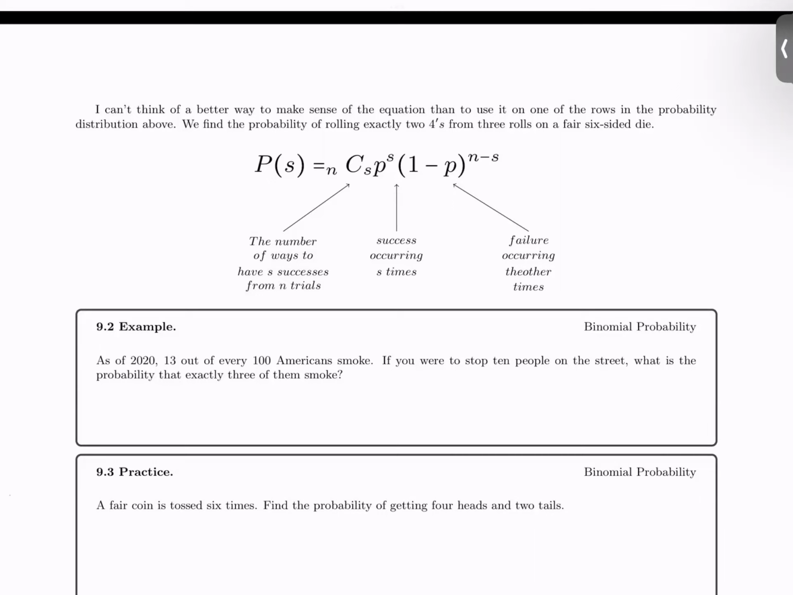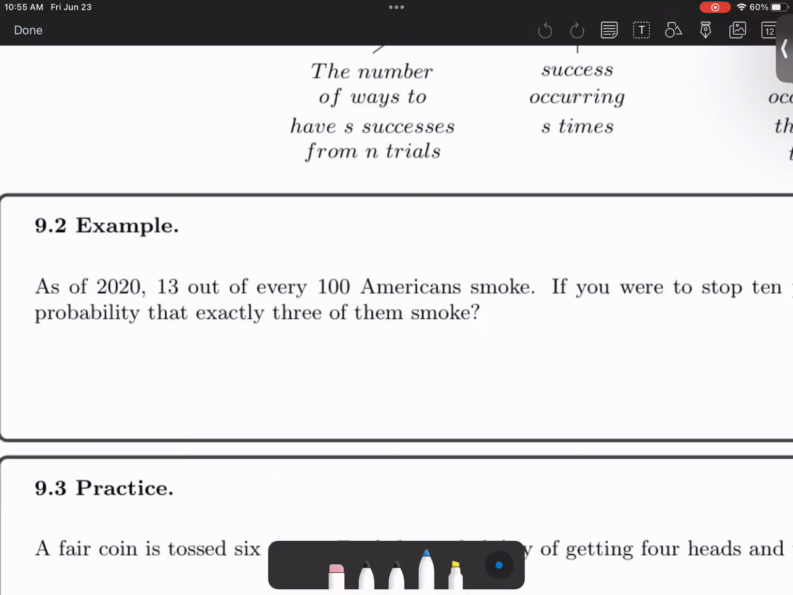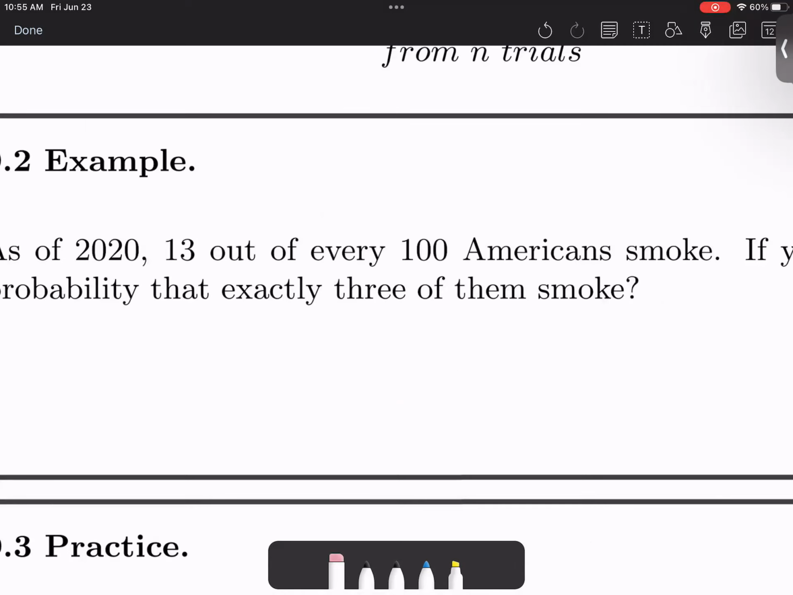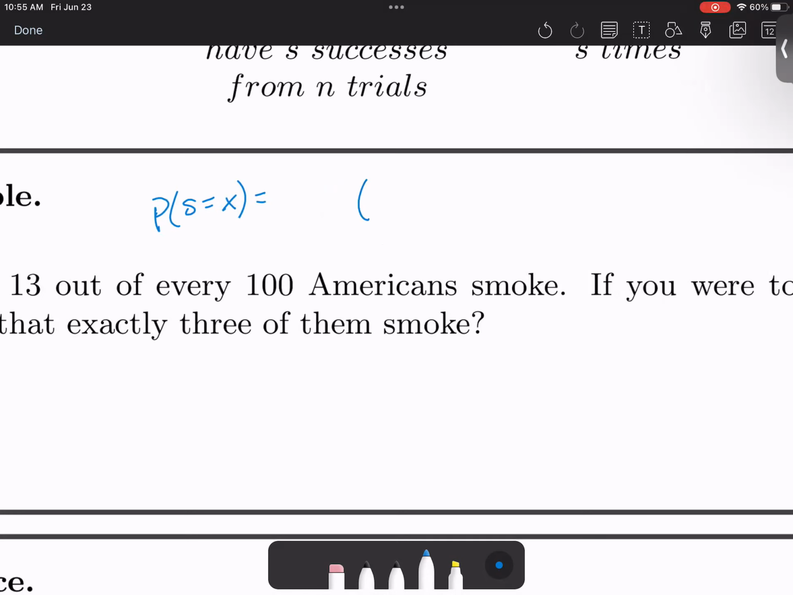So this should scream binomial probability distribution, because you're looking for a certain number of successes, right? A certain number of smokers out of 10 people. So here's our equation. Let's let S be a variable that counts our successes. So the probability of us having X successes, we need the probability of success, and we're looking for X of those.